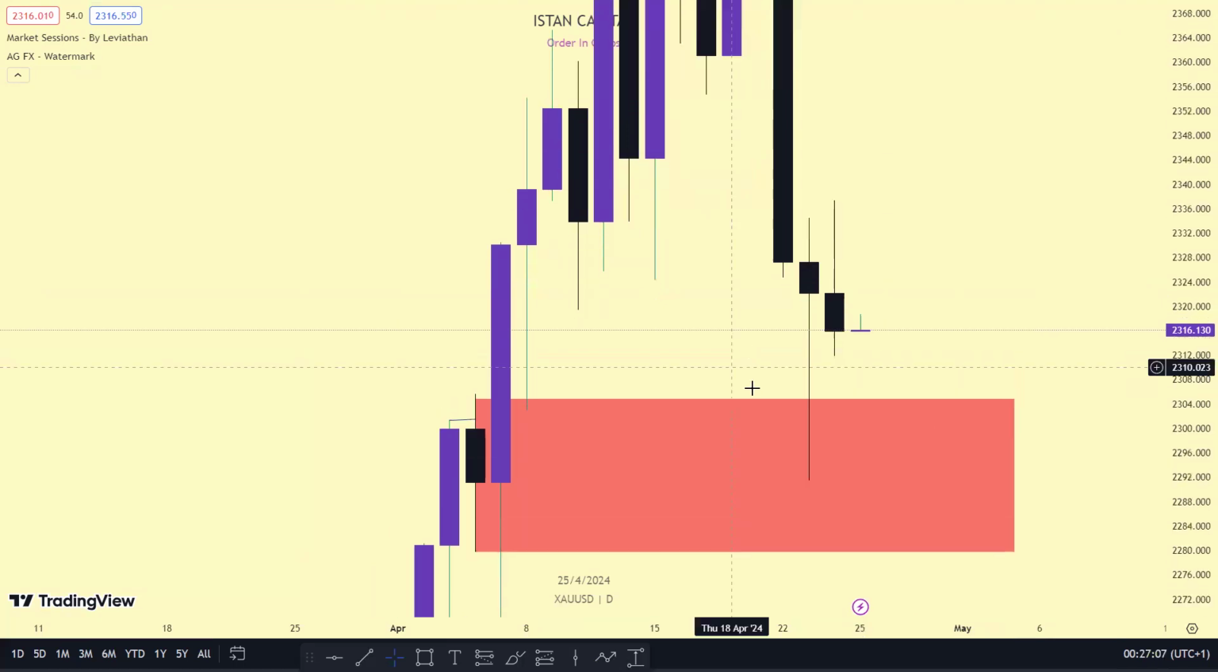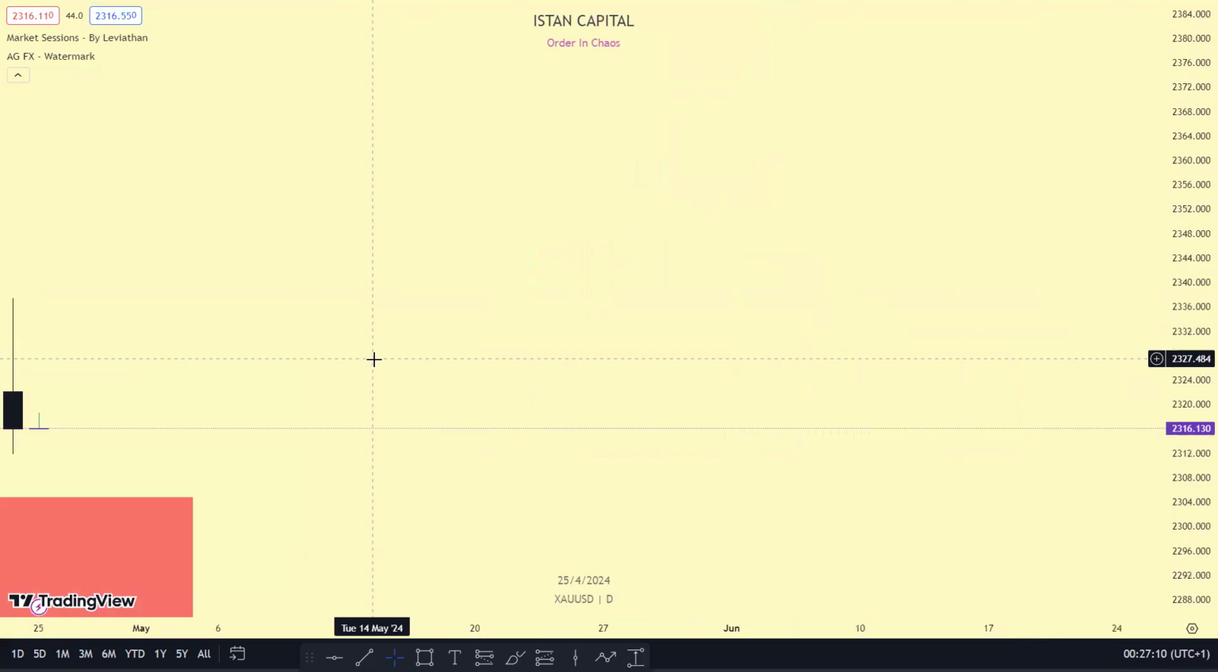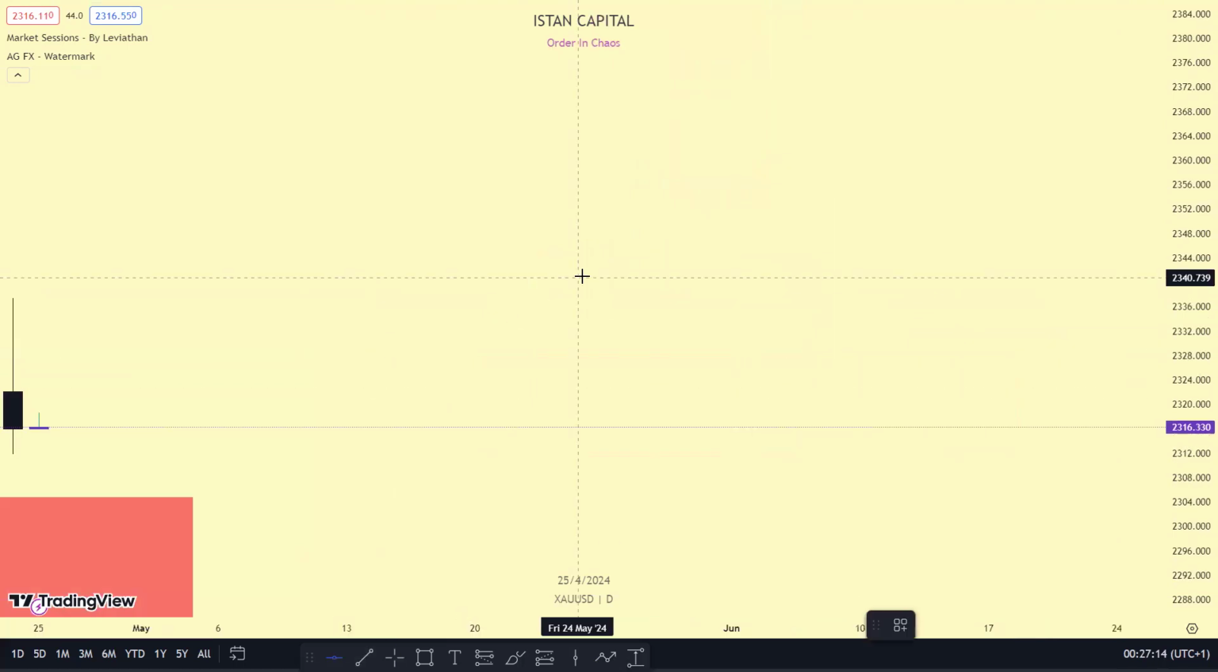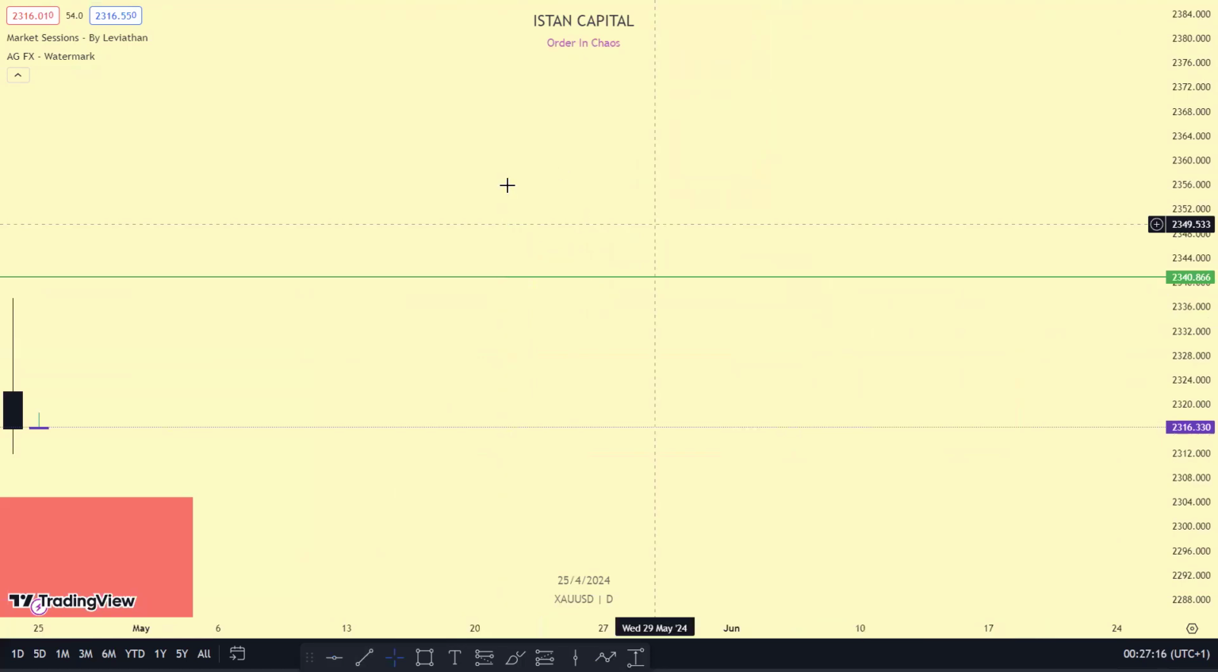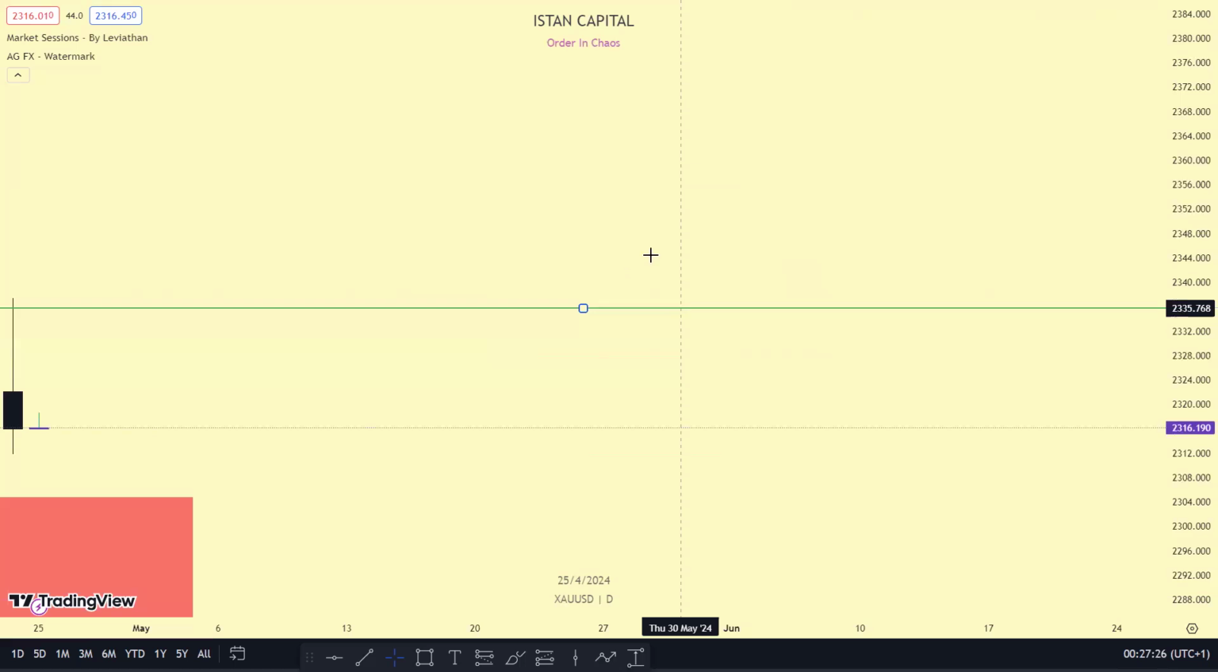So what did I do? I have a little bit of pattern where I need the market to take out time-based liquidity. What is time-based liquidity? Time-based liquidity is previous daily high, previous daily low, previous weekly high, previous weekly low. So I want the market to take out a previous weekly low, a previous daily low, or a current daily low.